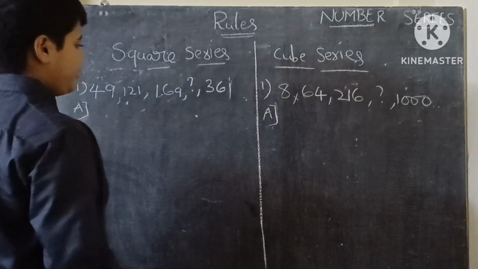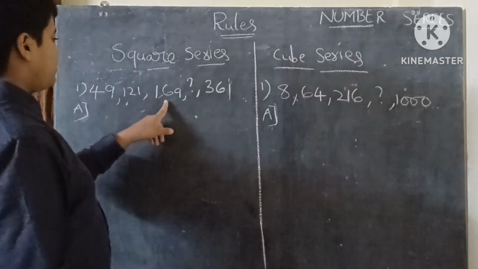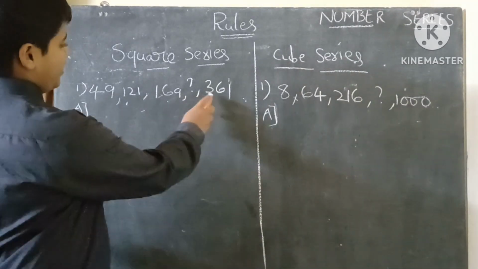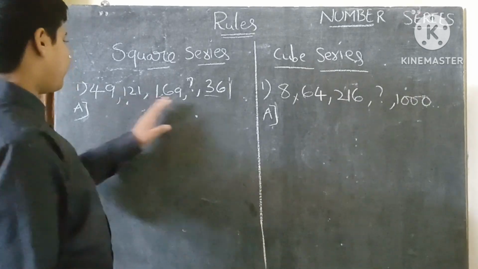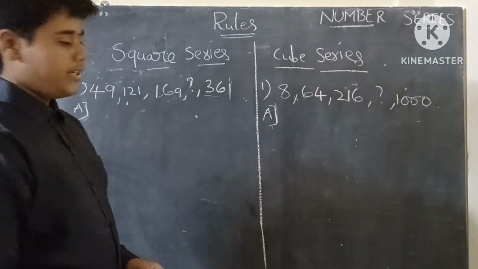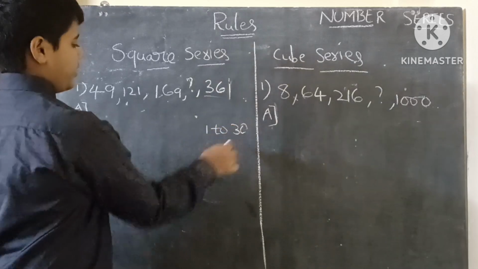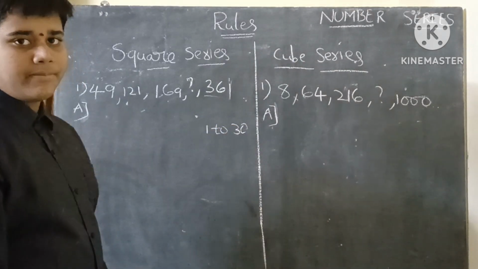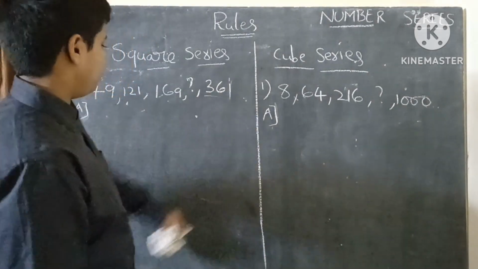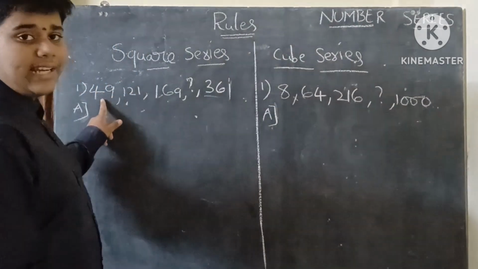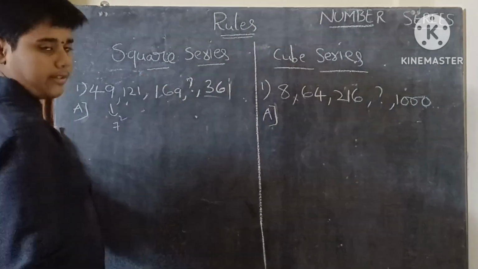And in square series, if we see the example 49, 121, 169, question mark, 361. Here they gave a series in square numbers. Here the very important thing is we have to know the squares of 1 to 30. Okay, 1 to 30 number squares. And if you see here, 49 means 7 square.